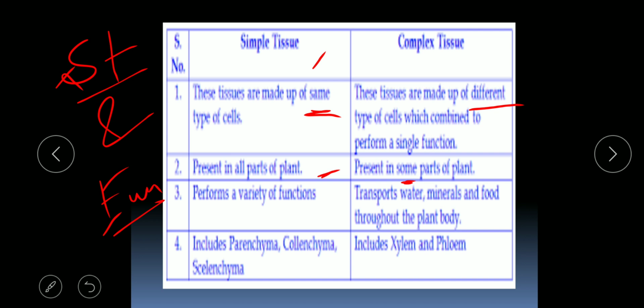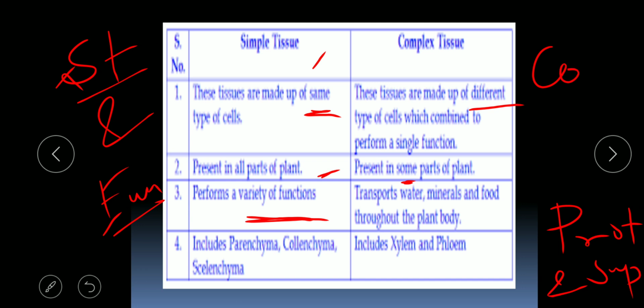Simple permanent tissue performs a variety of functions, that is protection and support, whereas conduction or transportation is performed by complex permanent tissue. Simple permanent tissue is of three types, that is parenchyma, collenchyma and sclerenchyma, and complex permanent tissue is of two types, that is xylem and phloem.